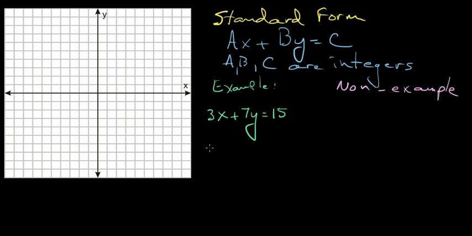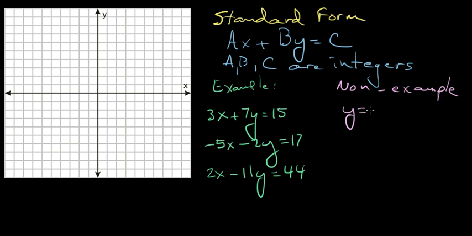Another equation in standard form would be negative 5x, because remember, an integer can be positive or negative. It just can't be a decimal or a percent or a fraction. So negative 5x minus 2y equals 17. That's an equation written in standard form. Okay? 2x minus 11y equals 44. These are all equations written in standard form. So let's switch over here to pink and look at some non-examples.